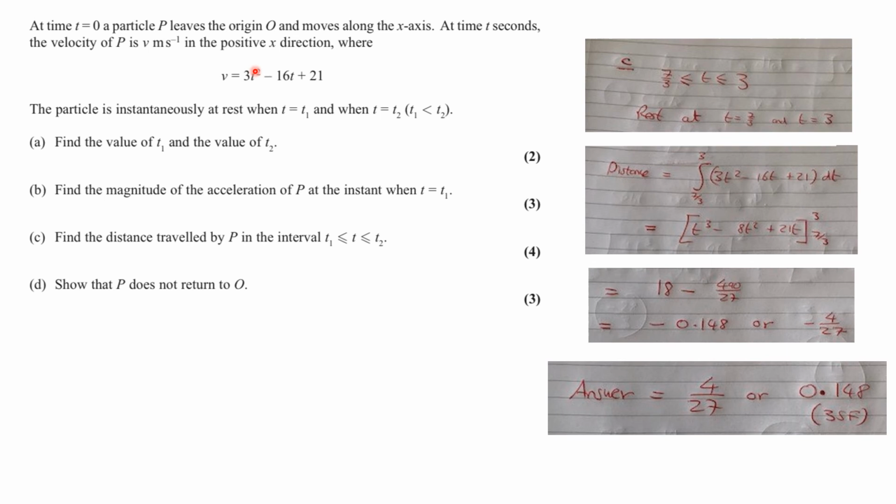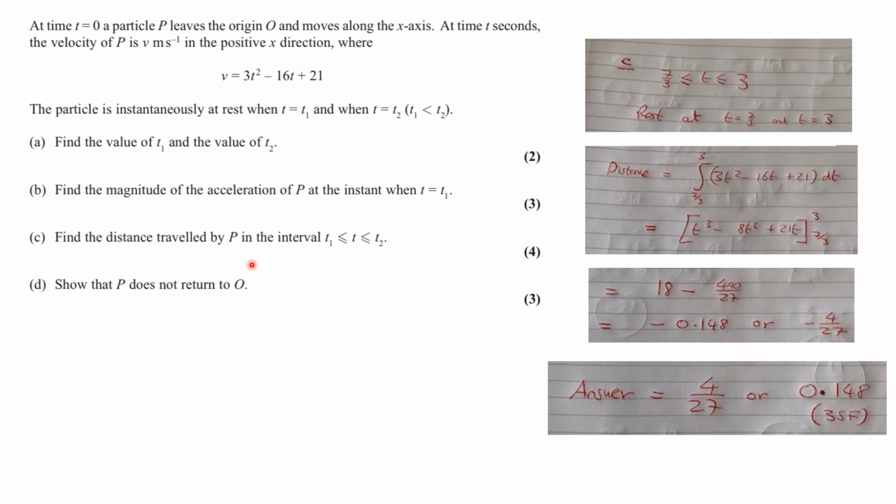If it's where we start, it's before we've gone anywhere. In other words, it's when s is 0. Makes sense. If it leaves the origin, that's where we're starting. That's before we've covered any ground whatsoever. If P does not return to O, that means there's no possible t value after the beginning, i.e. after t equals 0, that we get back to where we started. Remember, if you go back to where you started, s is 0.